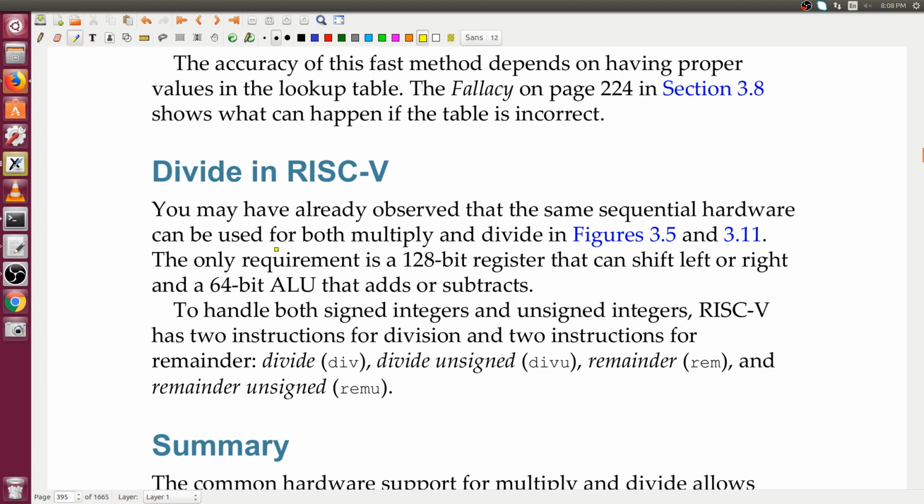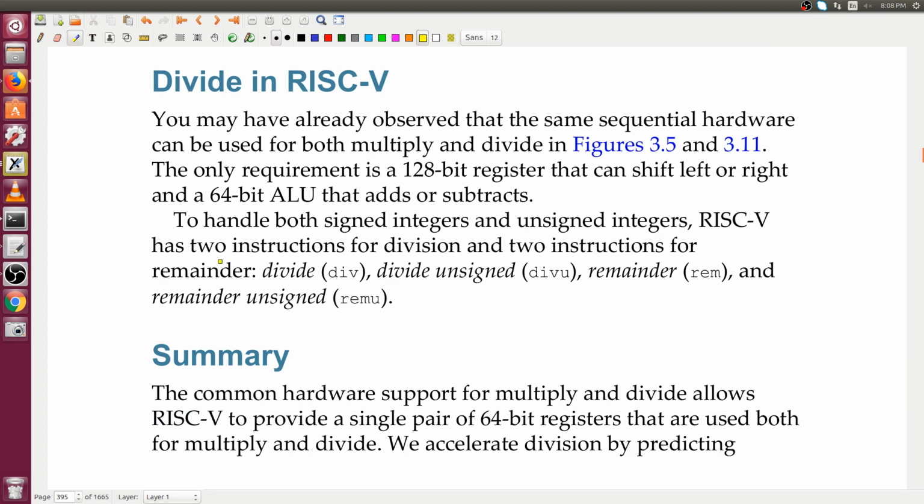So divide in RISC-V. So let's see how they do division. Okay, so they just go over. They have a div instruction. They have an unsigned div instruction. They have a remainder instruction and an unsigned remainder instruction. So I'm not sure. These might just be for getting the remainder of a division or checking to see if a remainder is 0.